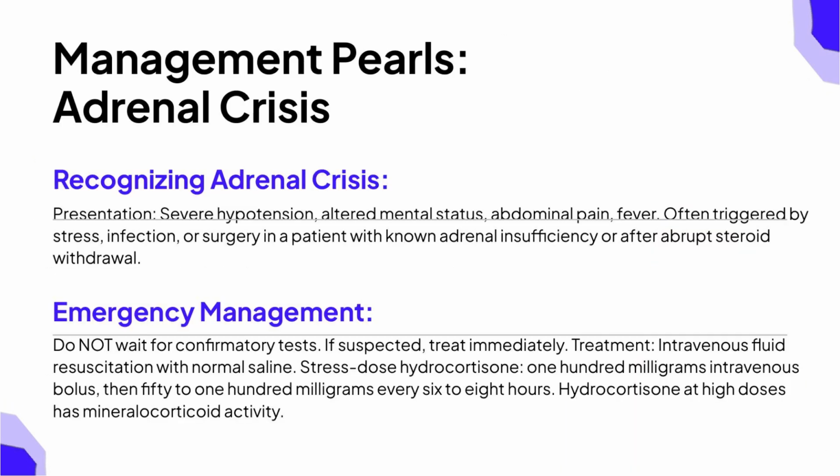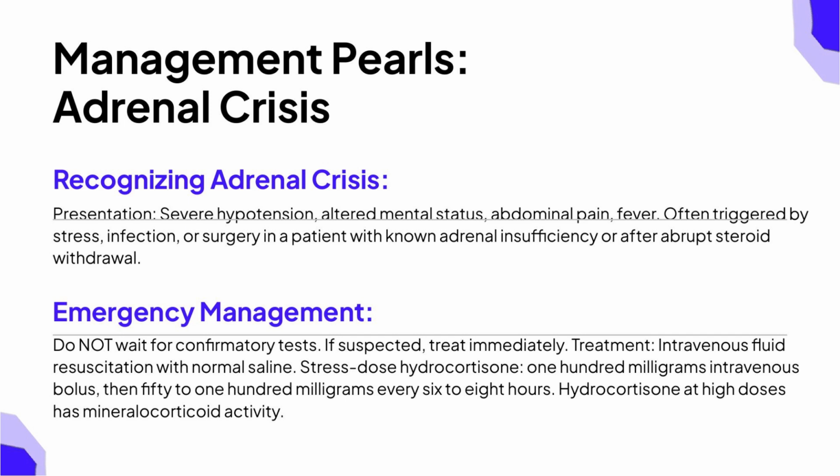Adrenal crisis is a medical emergency, and the boards love to test your management approach. The classic presentation is severe hypotension refractory to fluids, altered mental status, abdominal pain that can mimic an acute abdomen, and fever. This often occurs in patients with known adrenal insufficiency who face a stressor like infection, surgery, or trauma. Also watch for the patient who suddenly stops taking chronic steroids. Their adrenal glands are suppressed and cannot respond to stress.